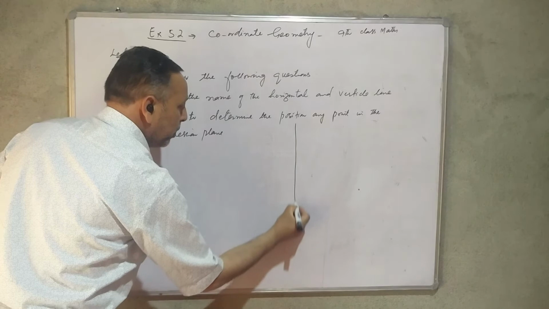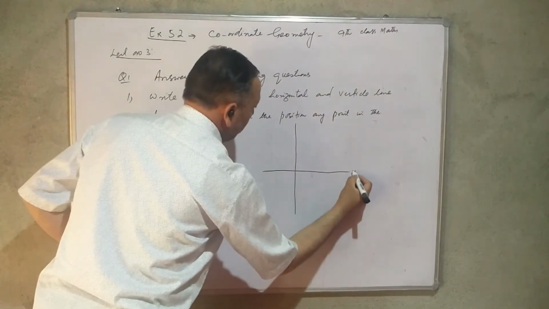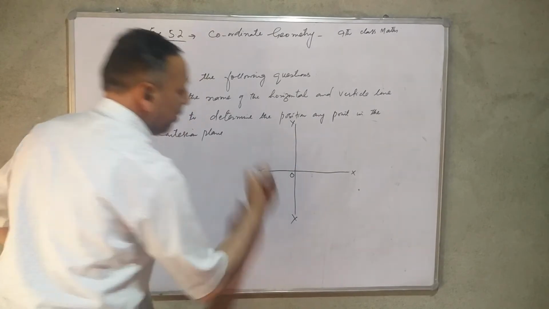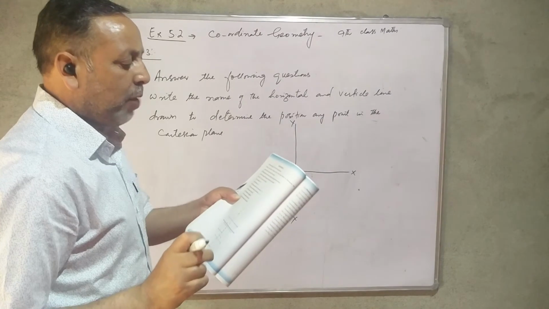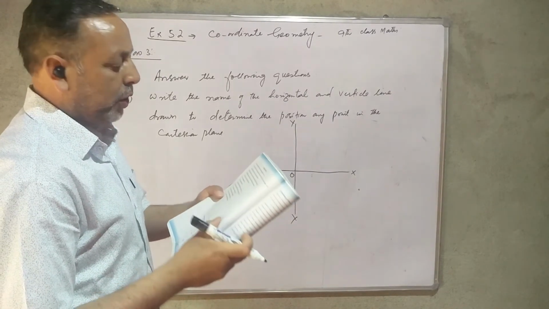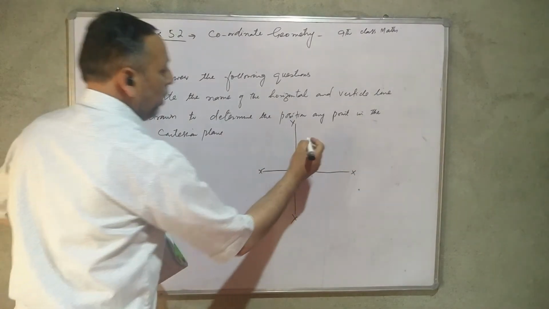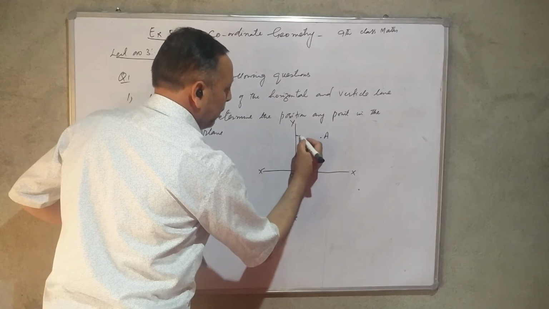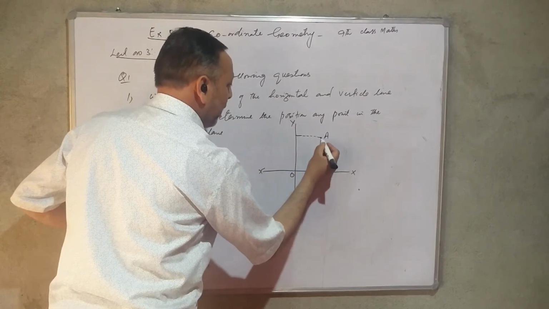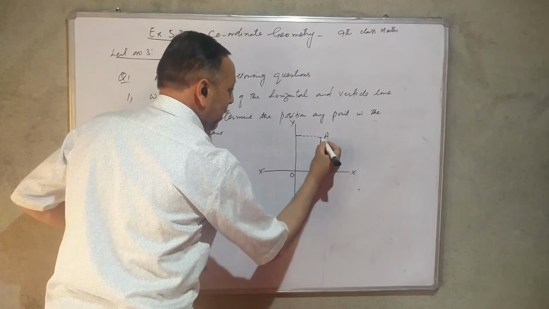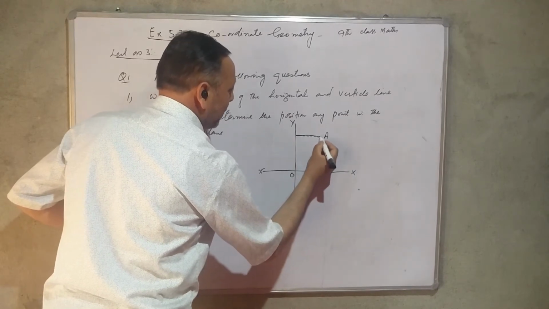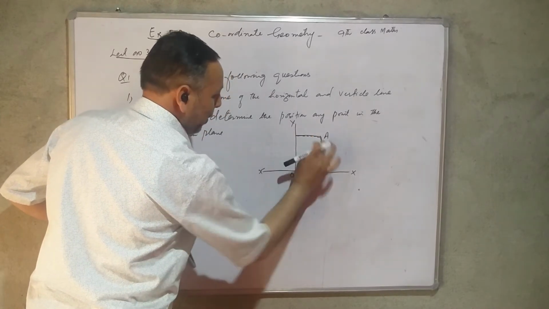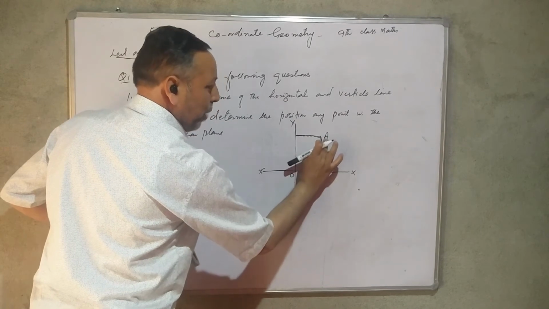If we draw a Cartesian plane here, this is the x-axis and this is the y-axis and this is the origin. Consider a point A here in the Cartesian plane, the perpendicular on the y-axis, and this is the perpendicular on the x-axis. So these are the two perpendiculars. This is the horizontal line and this is the vertical line. These two lines determine the position of point A.